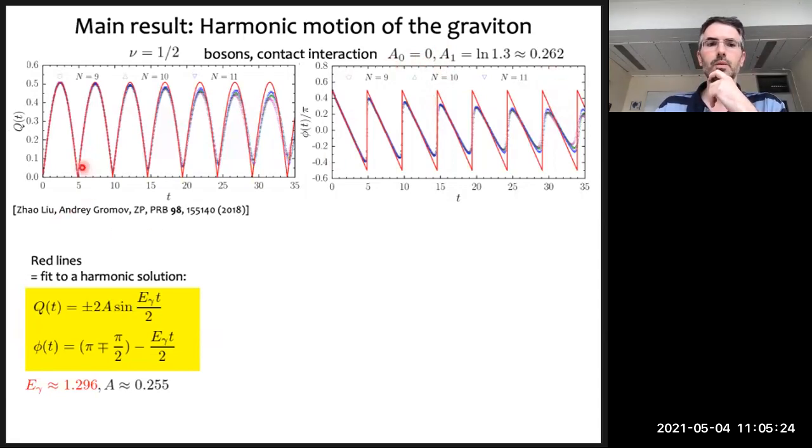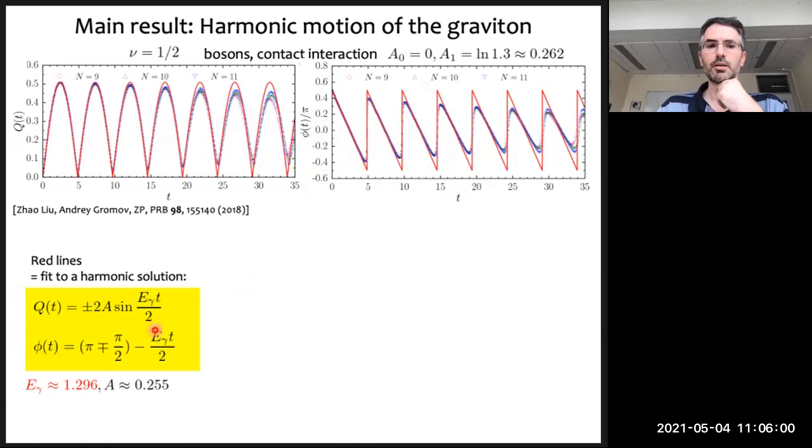Okay, so what we see here is that the dynamics is actually quite simple, quite nice. There's a coherent type of dynamics, at least for short to moderate times. And we can essentially fit this dynamics by very simple harmonic type equations. So if we look at the dynamics of Q, the stretch parameter of the metric, it's essentially a sinusoidal function, whereas the phi parameter, the rotation angle, is basically a piecewise linear function.